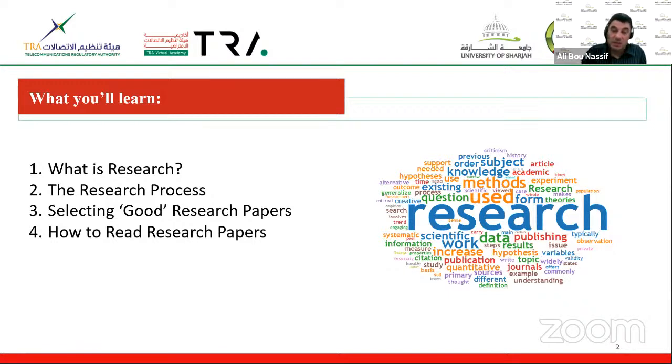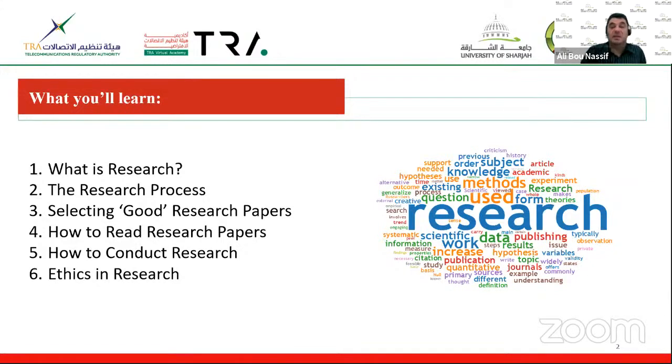Now, the internet has millions or billions of research papers. If you have 15 or 20 research papers about one topic, how do you read them? Then, how to conduct research. If you plan to conduct research, how are you going to do this? Ethics in research is a very important topic. As we know, we always have good manners in everything. Also, we should have good manners in ethics, in research.